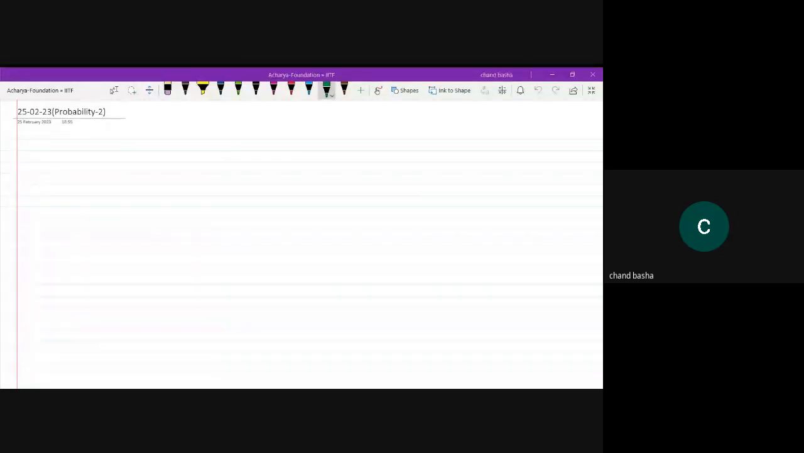Over the dice and about the pack of playing cards, more things that we have discussed.